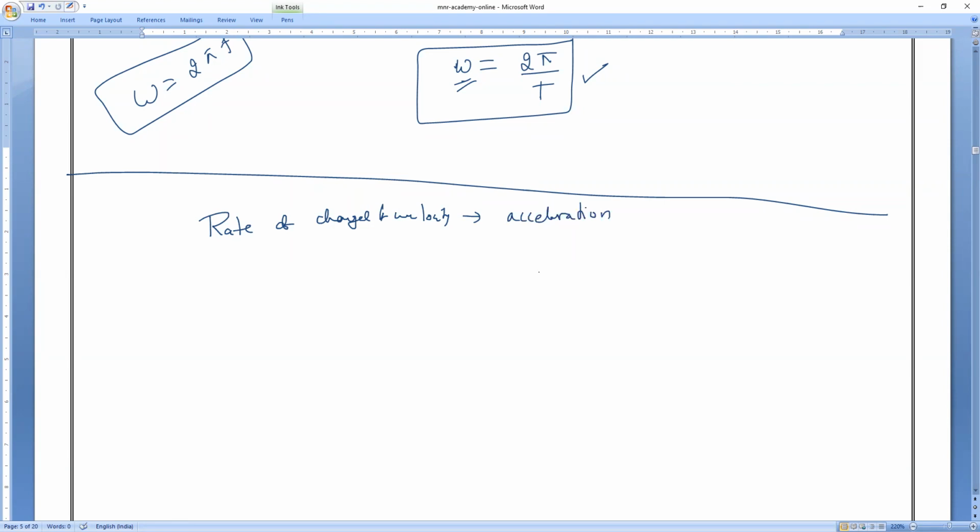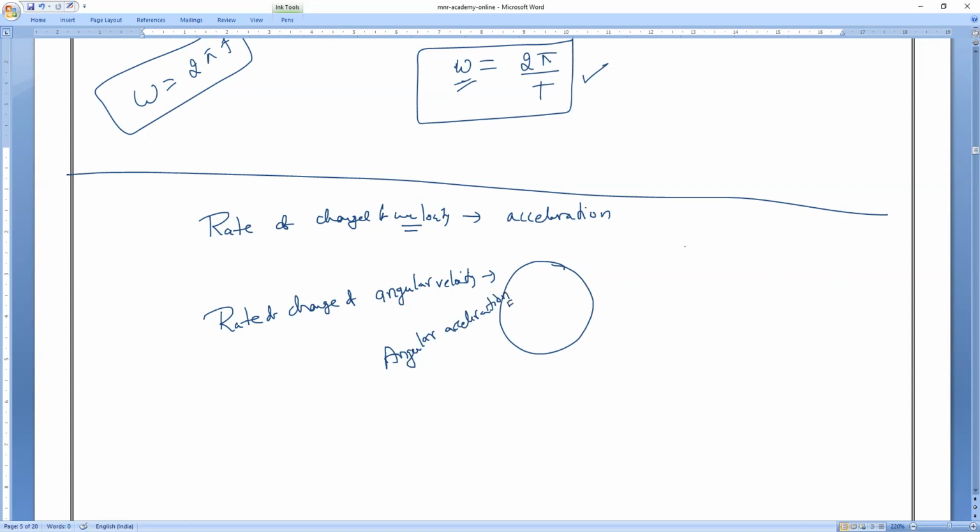Now, if it is a circular motion, all of you remember, it is not the rate of change of velocity. It is simply the rate of change of angular velocity. Then that is called angular acceleration. It's not simply acceleration.